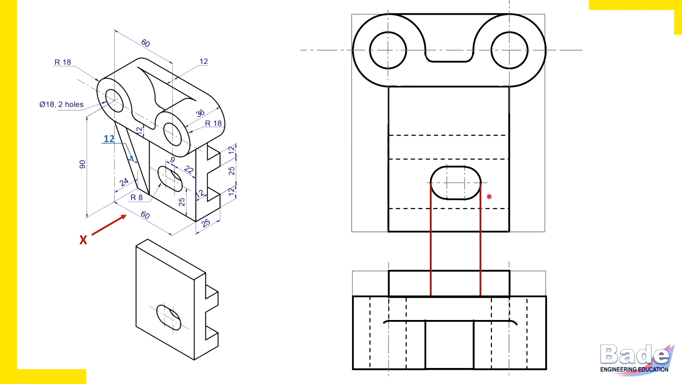Now draw end projectors from the hole. This hole is in this 12 millimeter thick part only. 12 millimeter thick part only. So draw corresponding dotted line. So this is how that hole is complete in the top view.